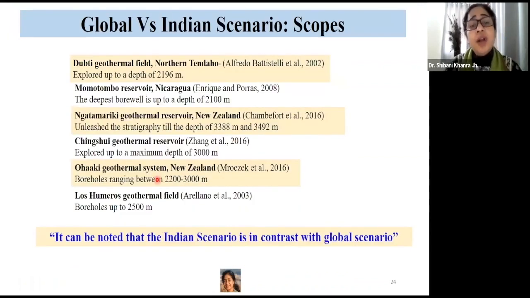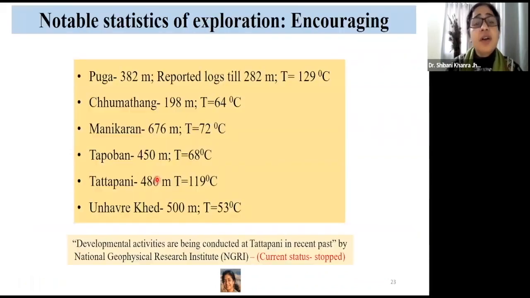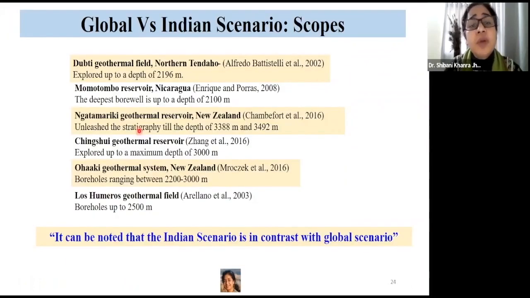Now, it is important to understand the scenario of Indian geothermal scope versus global. In the Indian context, you have already seen that it has been explored, but at a shallow depth. However, in the global scenario, some examples of geothermal fields are referred to here, like the Dupti geothermal field. You can see the exploration is quite high, more than 2,000 meters. Then again, in Nicaragua, one geothermal reservoir, Momotombo, is also greater than 2,000 meters, so nearly 2 kilometers.